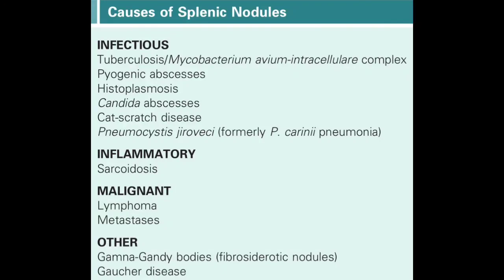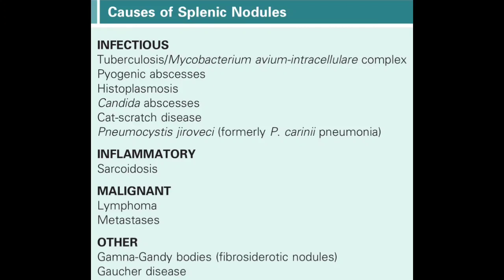There are multiple causes of splenic nodules, including infectious causes, inflammatory causes, malignant causes, and some other causes. In the infectious causes, tuberculosis is on the top, then pyogenic abscesses, histoplasmosis, candida abscesses, cat scratch disease, and pneumocystis carinii. These are all the infections which cause splenic nodules. In the inflammatory conditions, sarcoidosis is one in which you can see nodules within the splenic region.